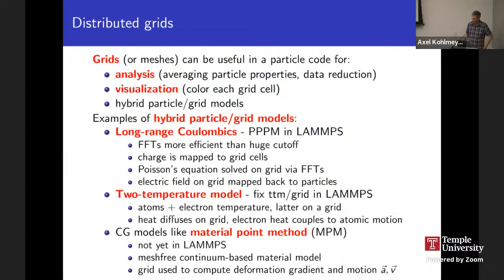And then there's a variety of coarse grain models for coarse grain materials, like the material point method, which use both grids and particles. This method is not yet in LAMMPS, but I think it could be conceptually with the kind of support that I'm talking about here for distributed grids. MPM is basically a mesh-free continuum-based material model. What's stored on the grid are quantities that allow you to compute deformation gradients, which affect the dynamics of the particles. So there's an acceleration vector, a velocity vector that's computed on that grid and is applied to the particles. There's a back and forth between the particles and the grid.